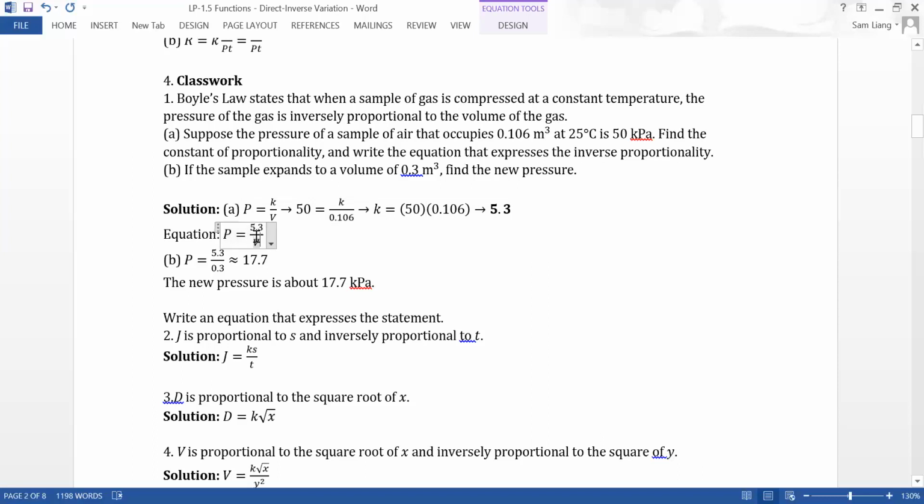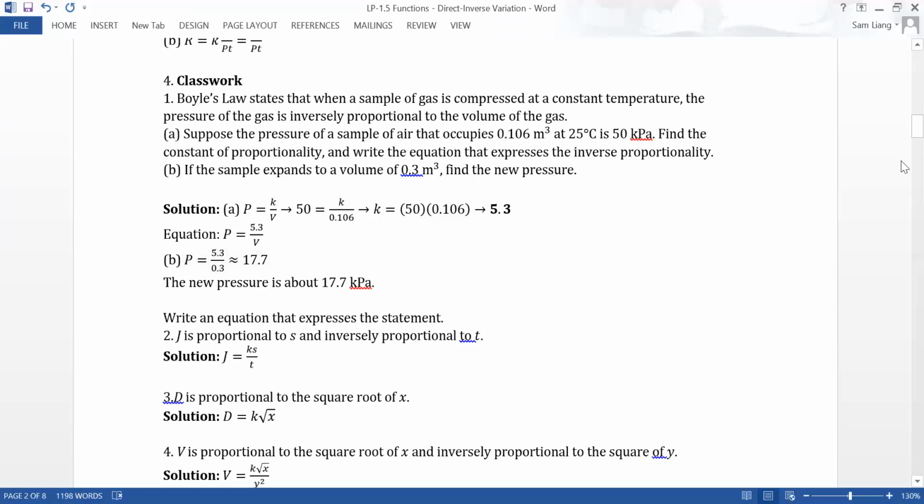Okay, that's part A. And then part B, if the sample expands to a volume of 0.3 meters cubed, find the new pressure. Okay, so we're just going to plug in 0.3 meters cubed for the volume into our formula, right? So P equals 5.3, using that same formula, 5.3 over 0.3, and that's about 17.7. So the new pressure is about 17.7 kilopascals.